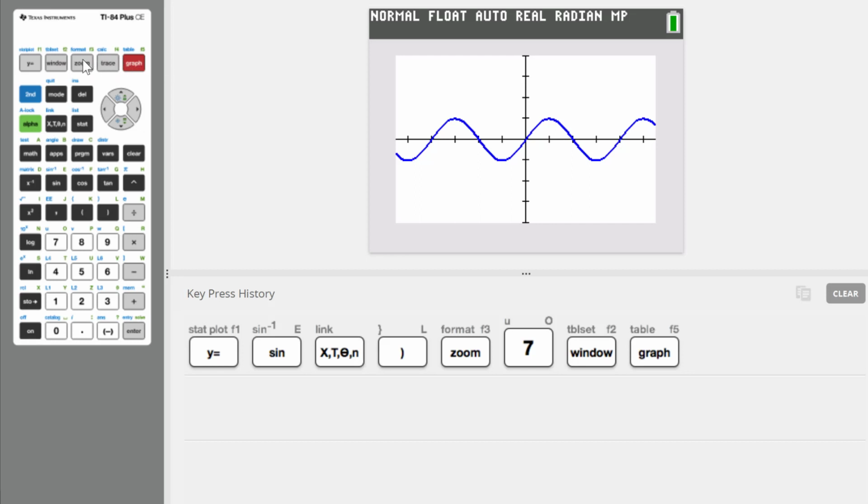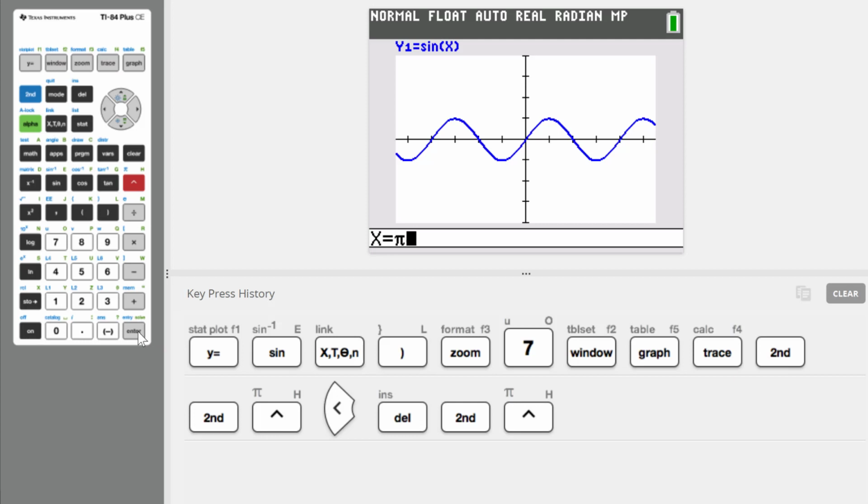One nice button is the trace button right here. If you hit trace, what you can do is you can type in an x and the calculator will take you to that spot on the graph. So how about I choose pi? I'll hit second pi and then I'll hit enter. And notice here's a decimal version of pi. It takes me to the spot pi comma 0.